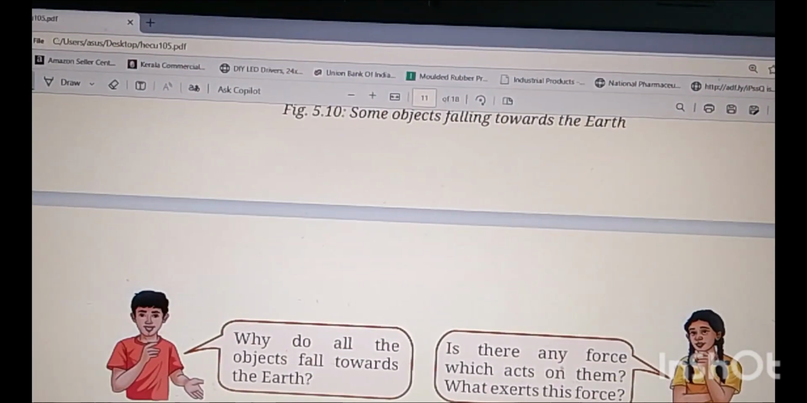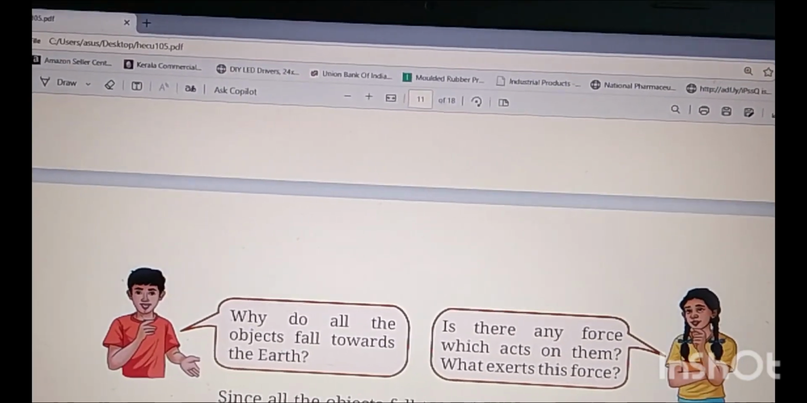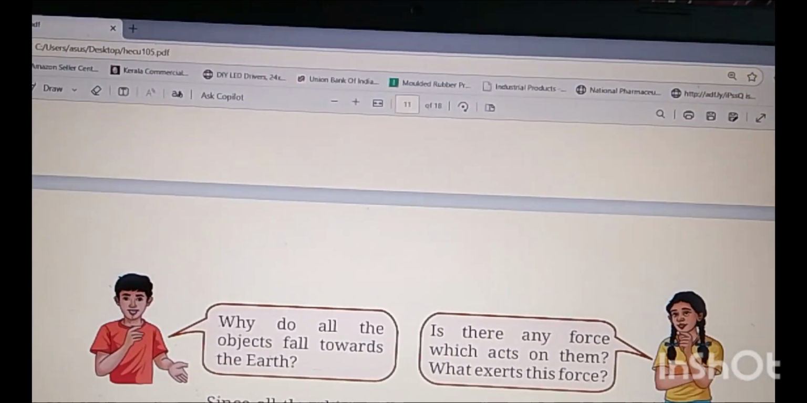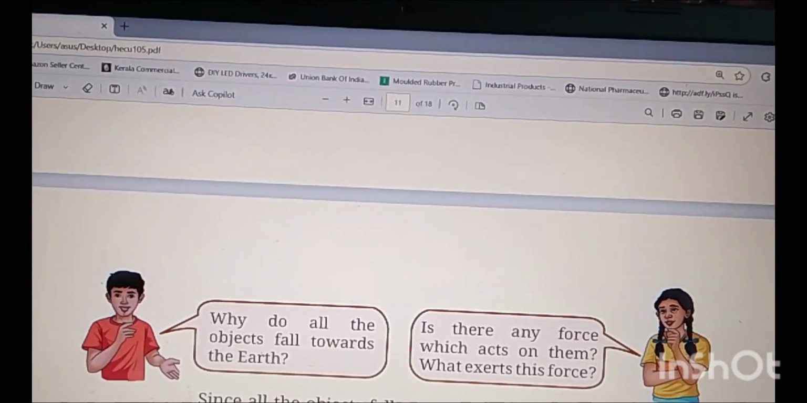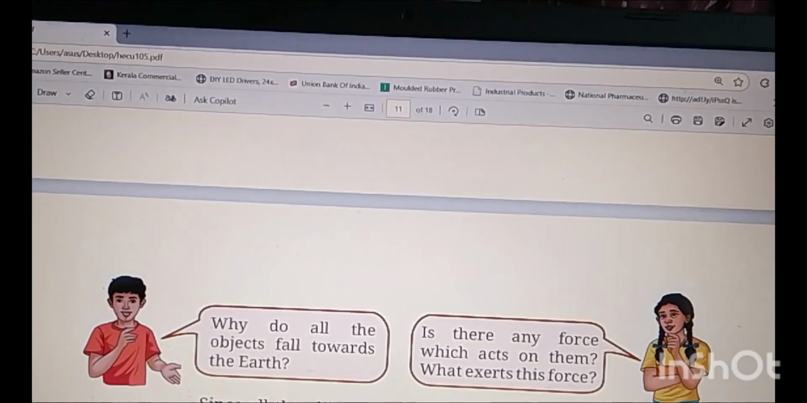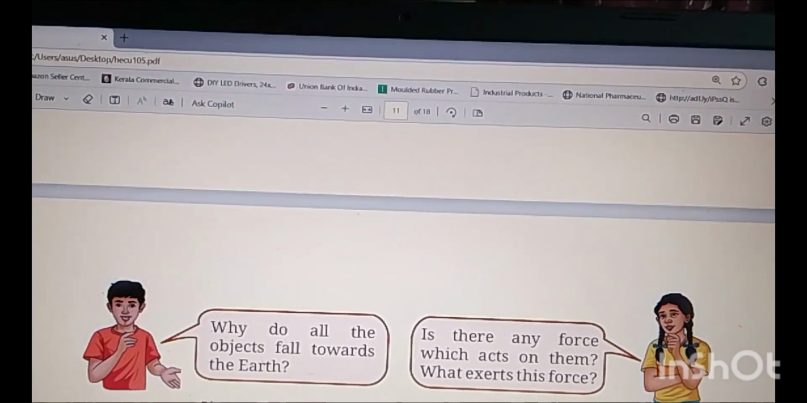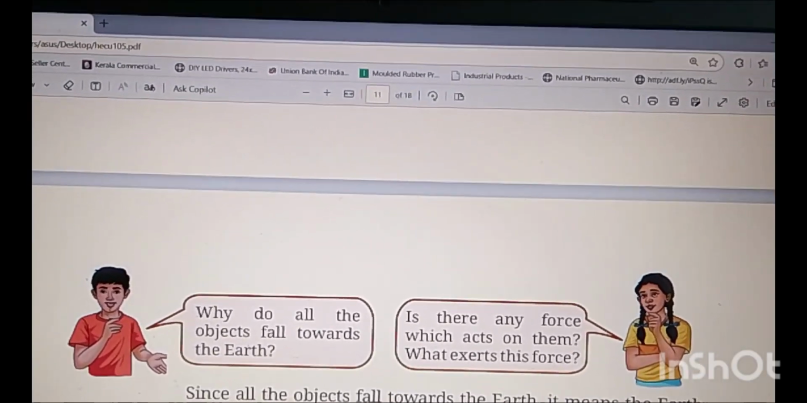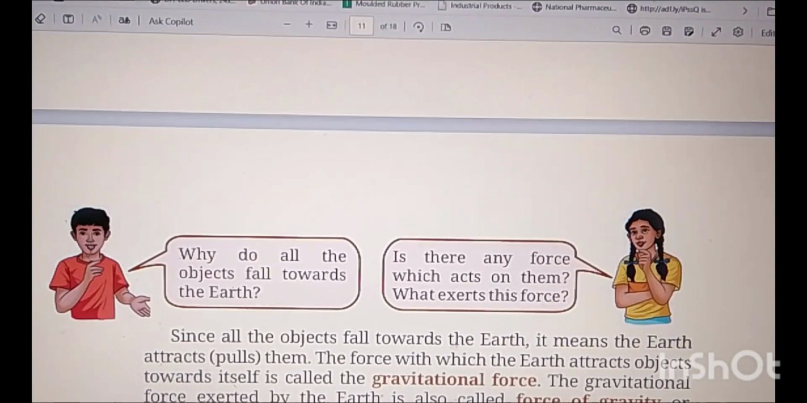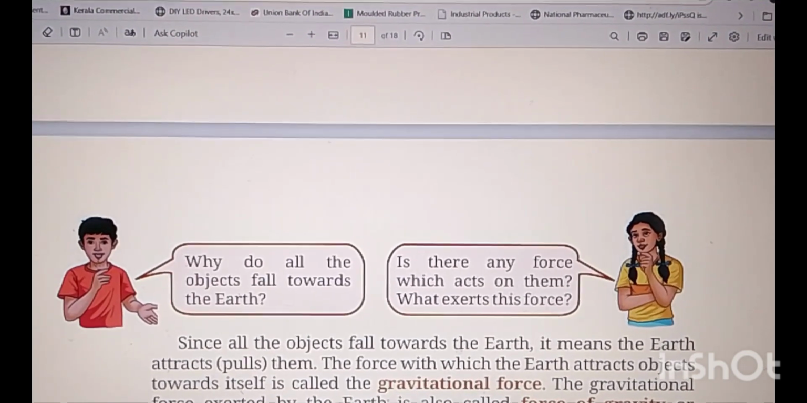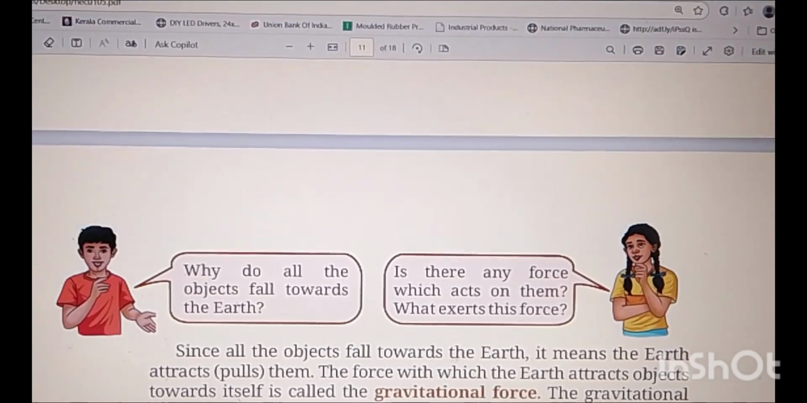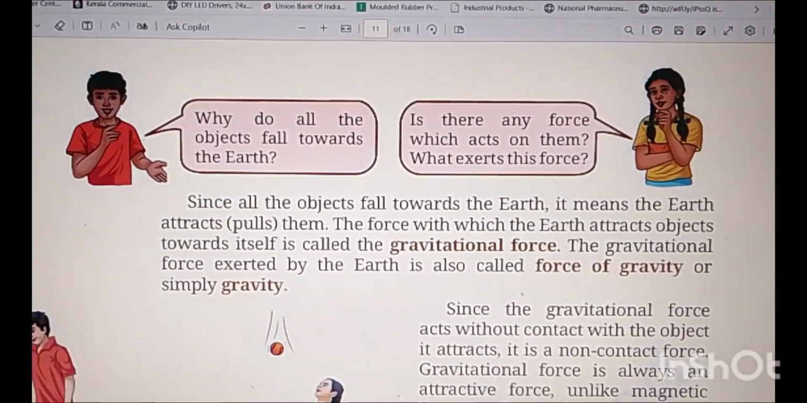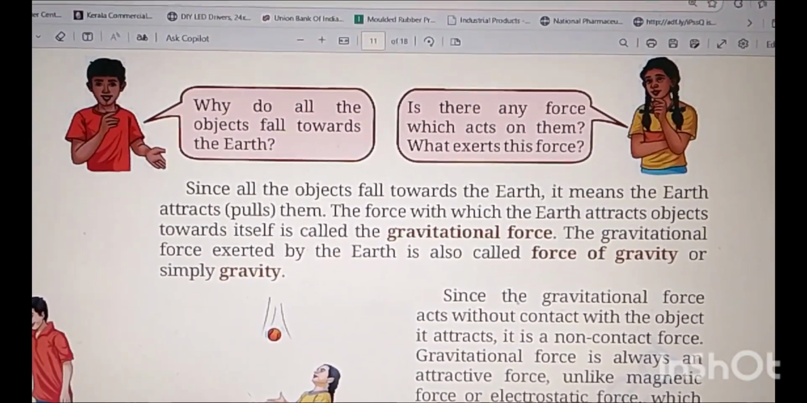So what causes this? We understand that all the objects fall towards the earth. It means the earth attracts them. The force with which the earth attracts objects towards itself is called the gravitational force. So this gravitational force is also a kind of non-contact force. All the objects on the earth's surface are being pulled towards the center of the earth. It is also a type of non-contact force.